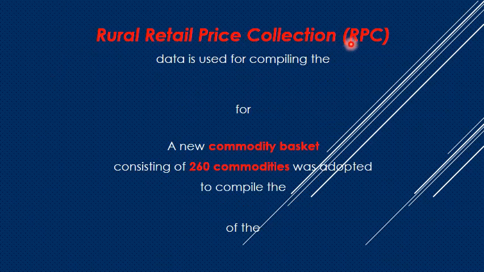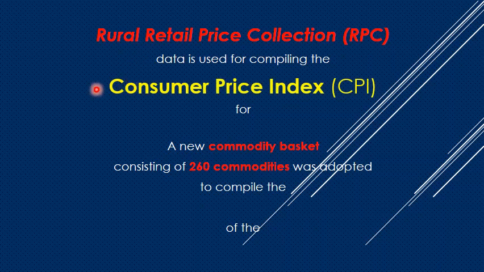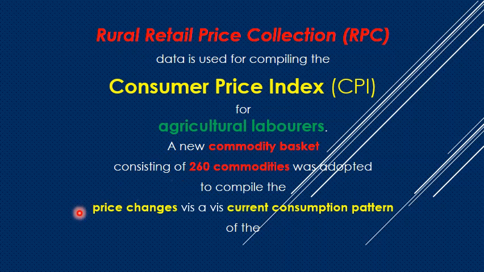Rural Retail Price Collection (RPC). This data is used for compiling the Consumer Price Index. So, which data is used? This data for what? To compile the CPI. You must remember this. For agricultural laborers. Why? Because it is the rural retail price collection. A new commodity basket consisting of 260 commodities was adopted to compile the price changes vis-a-vis current consumption pattern of the, yes, agricultural laborers. This is what we are talking about.